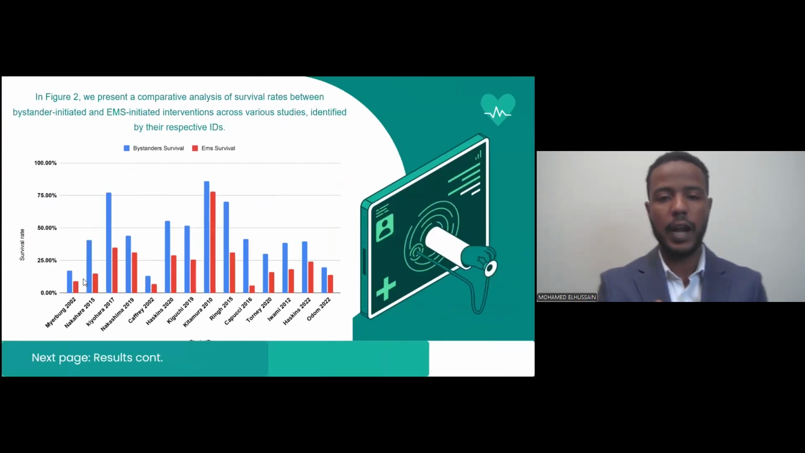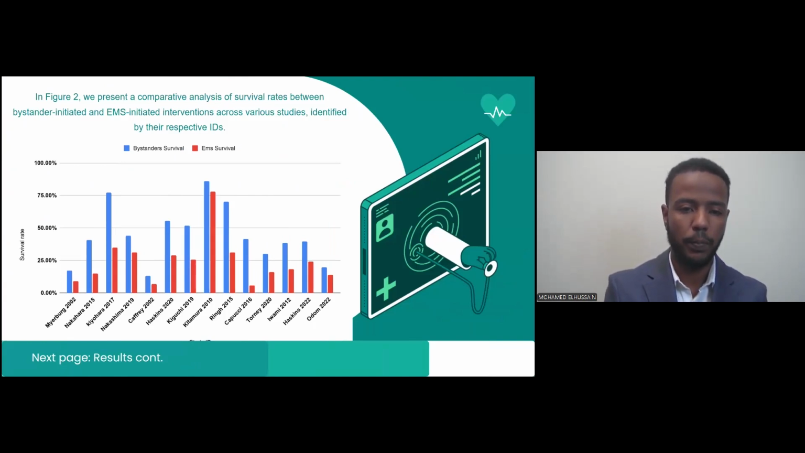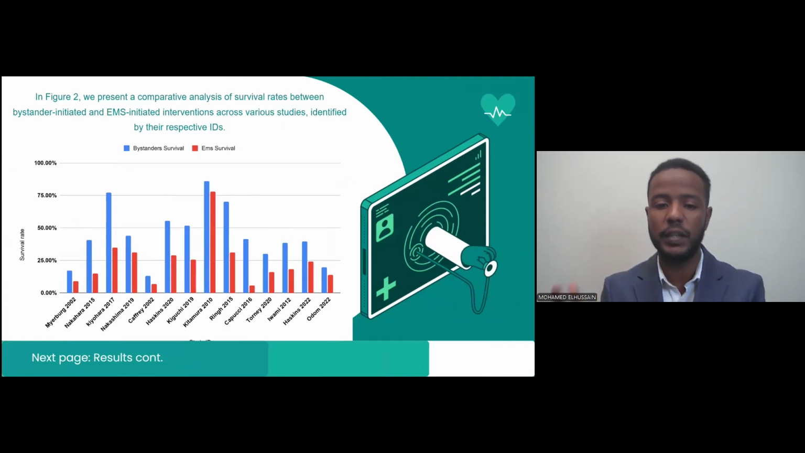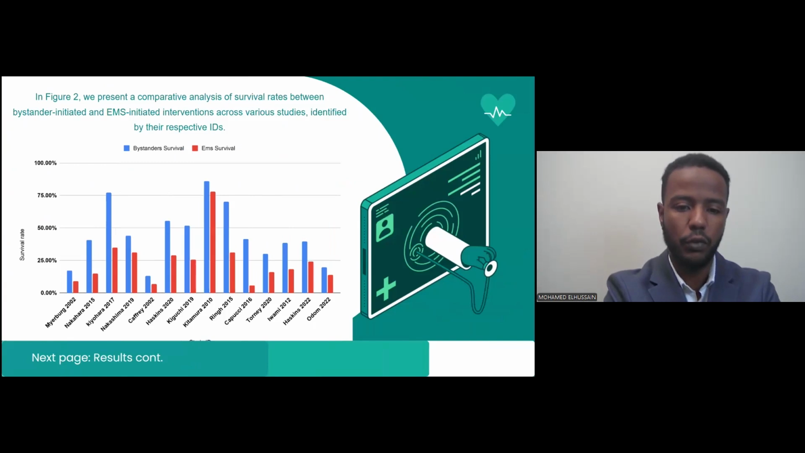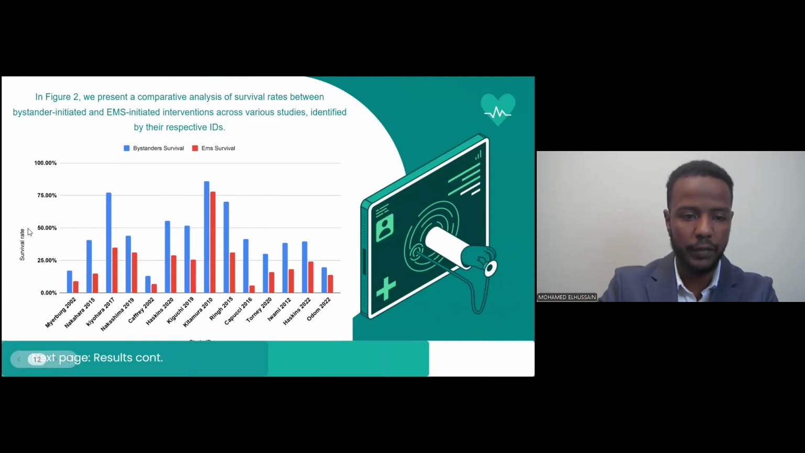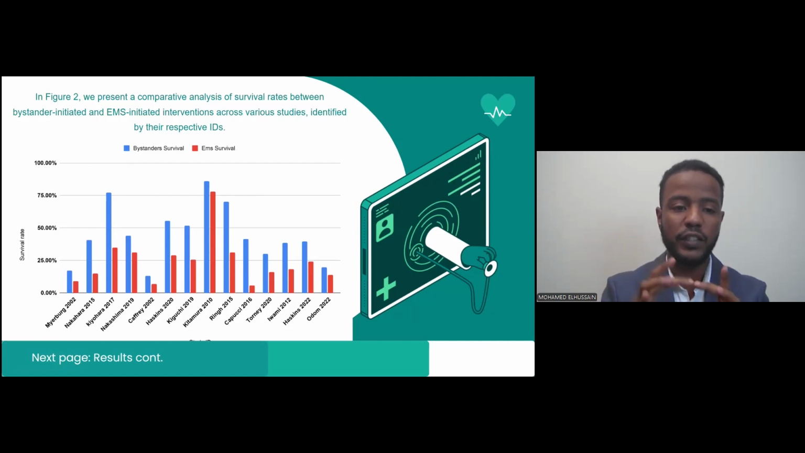So here is the first graph of our results. As you can see here, the figure represents the survival rates between the public access use of AED and the emergency medical services. If you look at the bar chart, you will see that on the x-axis we have the study ID, and on the y-axis we have the survival rate. You will be able to notice that the blue bars have a higher survival in all of the studies included, i.e. the bystander survival was higher in all of the studies included. The only difference is the percentage of survival difference between the two groups, which in some studies is substantial and significant, while other studies have only minimal differences.